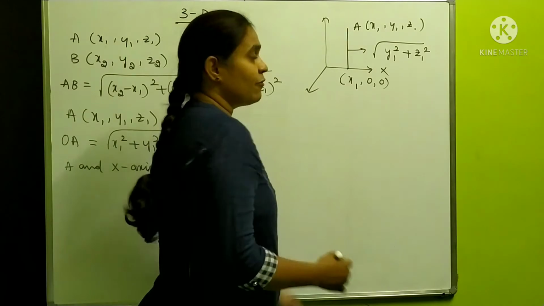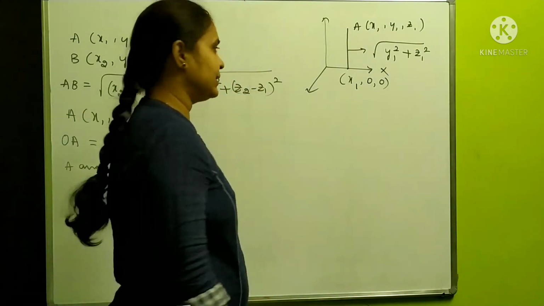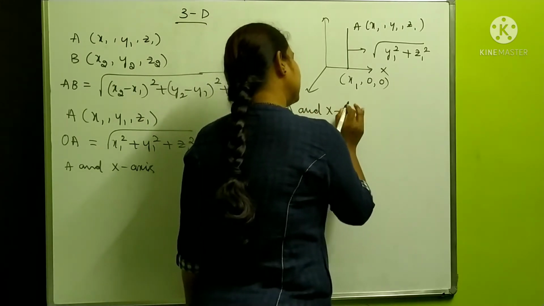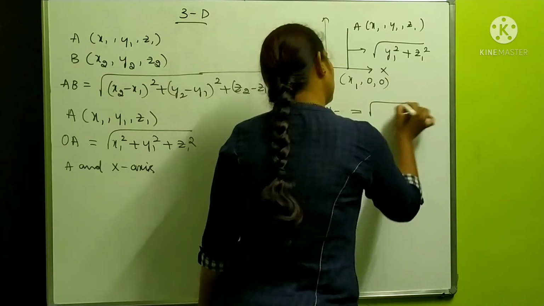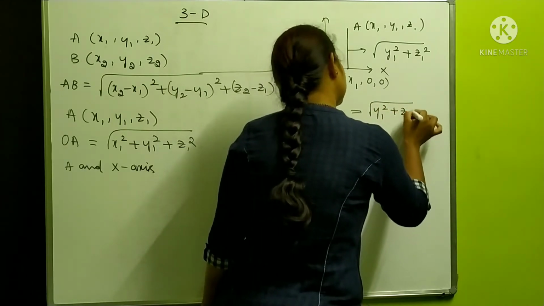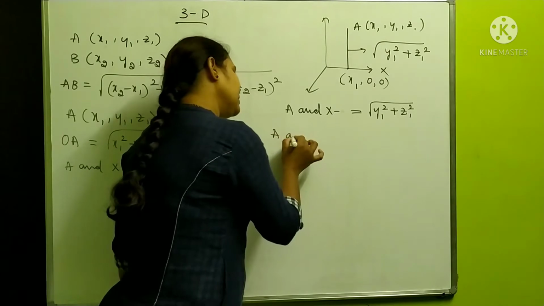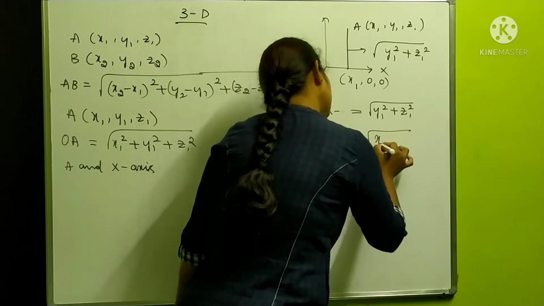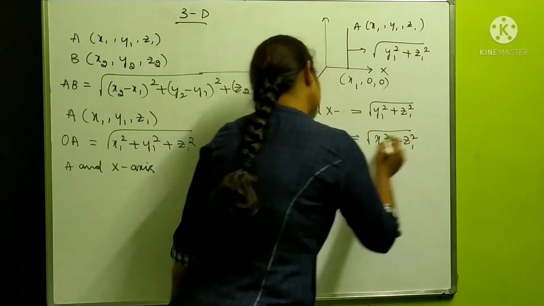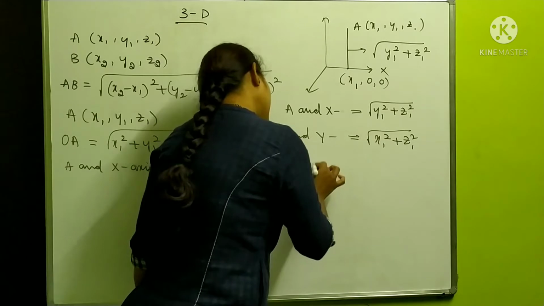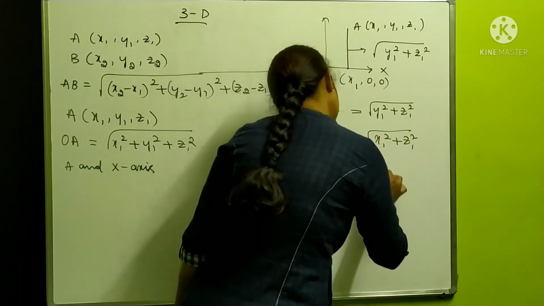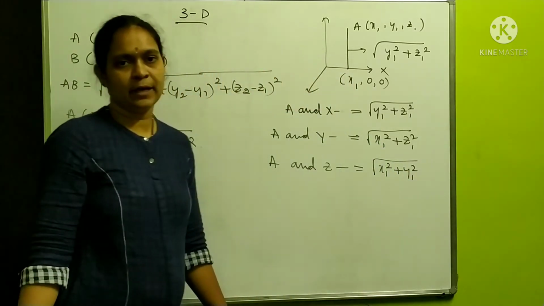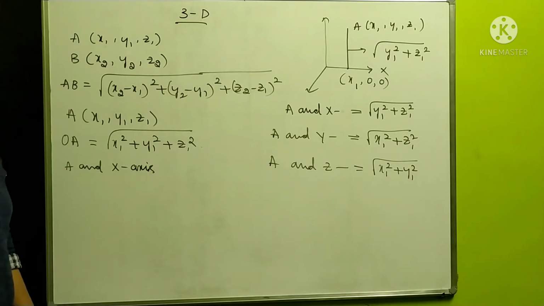Similarly for the other axes. The distance between A and the x-axis is equal to root over y1 square plus z1 square. The distance between A and the y-axis is root over x1 square plus z1 square. The distance between A and the z-axis is root over x1 square plus y1 square. Okay, this is about how to find the distance.